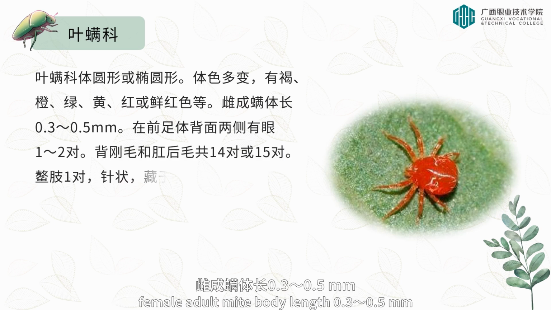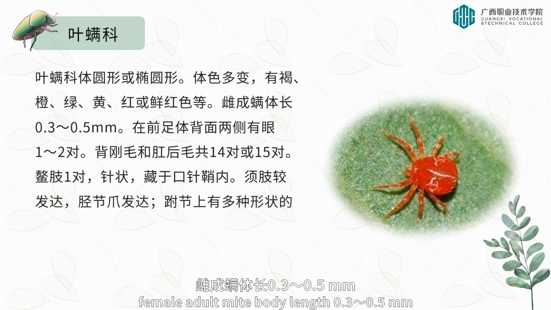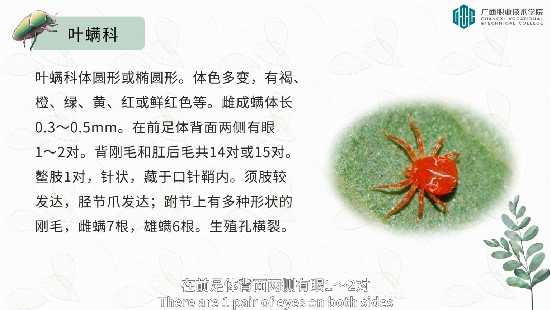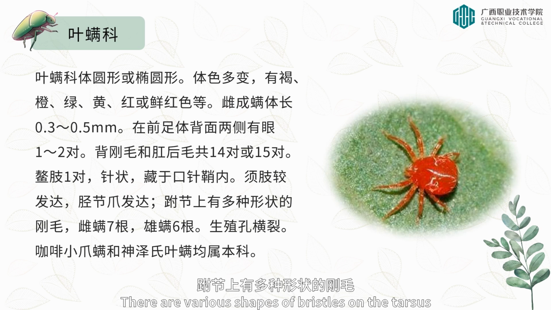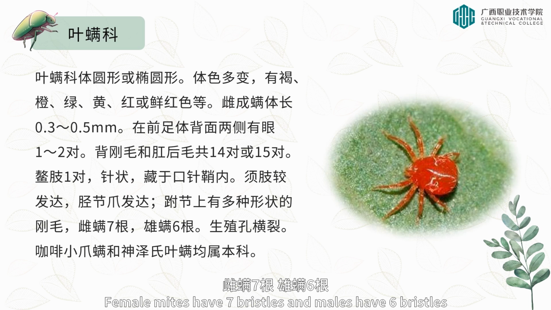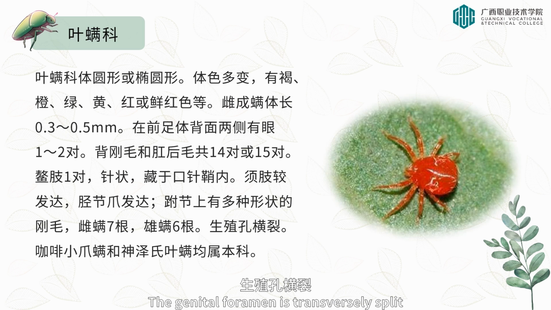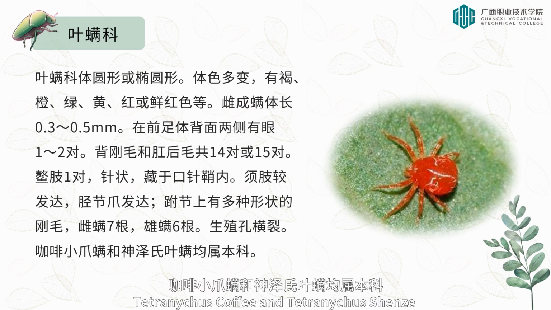Female adult mite body length is 0.3 to 0.5 millimeters. There is 1 pair of eyes on both sides of the back of the forefoot. There are 14 or 15 pairs of dorsal setae and anal setae. There are various shapes of bristles on the tarsus. Female mites have 7 bristles, and males have 6 bristles. The genital foramen is transversely split. Tetranychus kanzawai and Tetranychus cinnabarinus are both Tetranychidae.